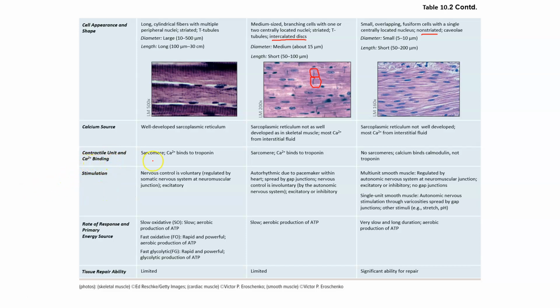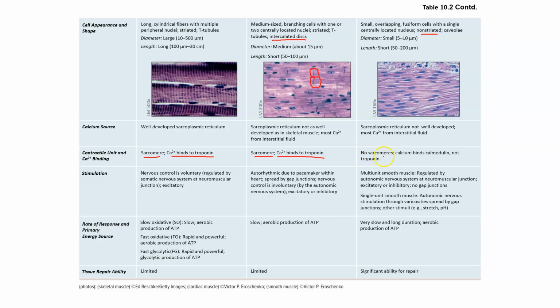Contractile unit and calcium binding. Remember the sarcomere. You know, calcium binds to troponin and all the rest. Here, it's a very similar structure and function. Cardiac muscle does the same thing. It has sarcomeres. Calcium binds to troponin. So you get the same kind of interaction between actin and myosin, a very similar kind of contraction style. Smooth muscle does not work that way.